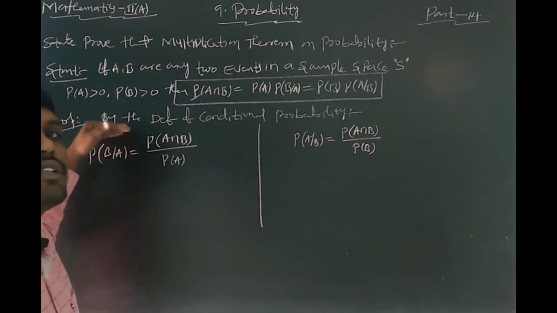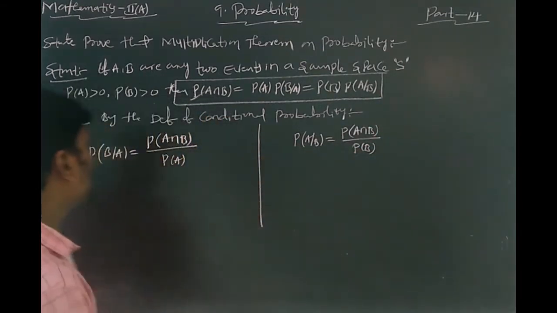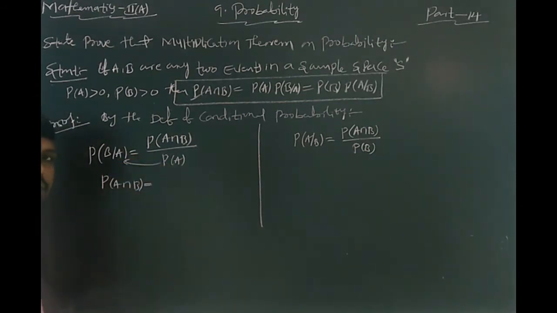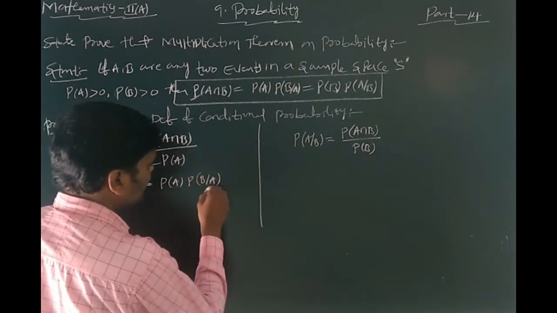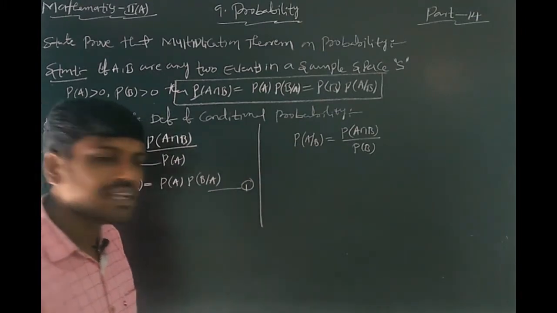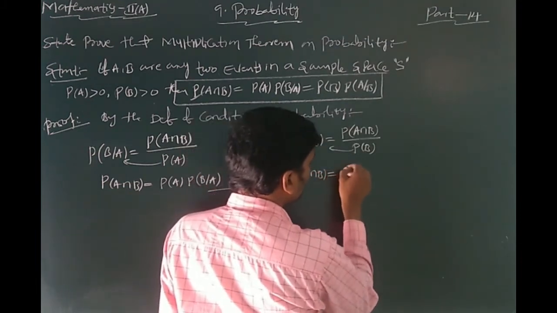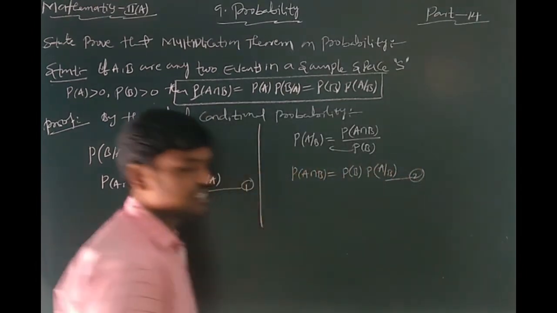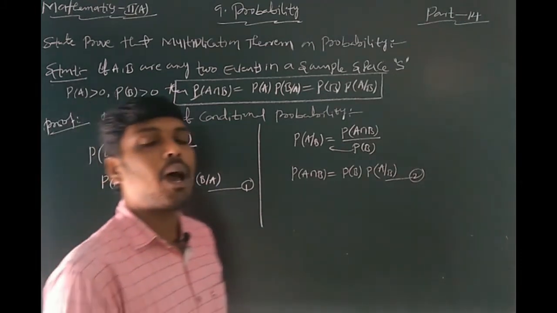Here, first A occurred, after that B occurred. Here, first B occurred, after that A occurred. In this probability you can write P of A intersection B. P of A intersection B is equal to what? P of A intersection B is equal to P of A into P of B by A. Suppose we take this as equation 1. Similarly, P of A intersection B is equal to P of B into P of A by B. Suppose we take this as equation number 2. These two formulas come from the conditional probability definition.